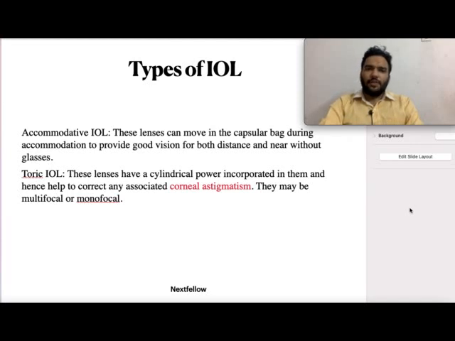Accommodative IOL is a new one, in which the lens moves in the capsular bag during accommodation to provide good vision. And toric is for if the patient has astigmatism, we call it a toric intraocular lens. That is, the cylindrical power is incorporated in it. As you can see in the spectacles, there is spherical power and cylindrical power; for those patients with cylindrical power, we can use a toric lens.